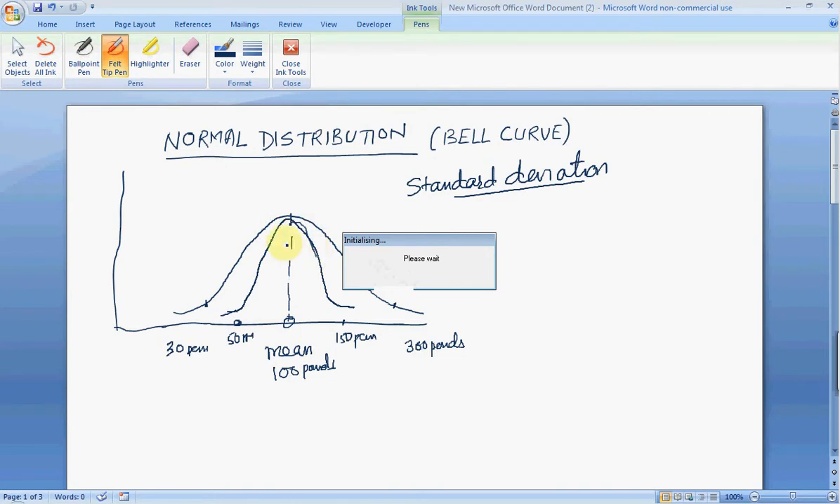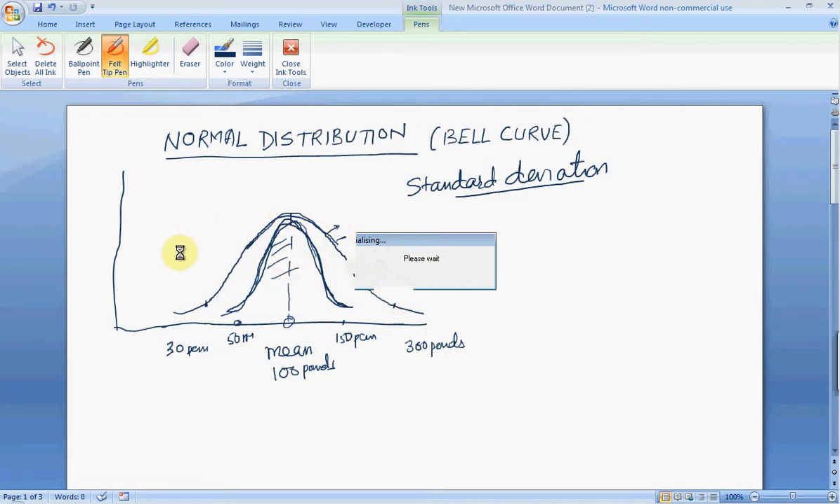So if I compare this normal distribution to this normal distribution, I can say that in this curve the data is more compact than this one, and the standard deviation of this curve is less than the standard deviation of this curve, because in this curve people are spread out farther.